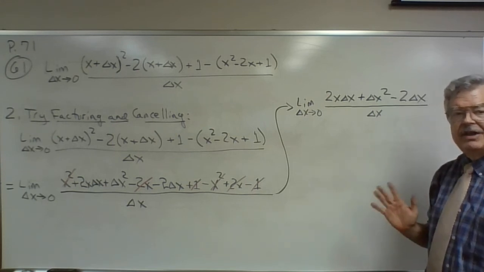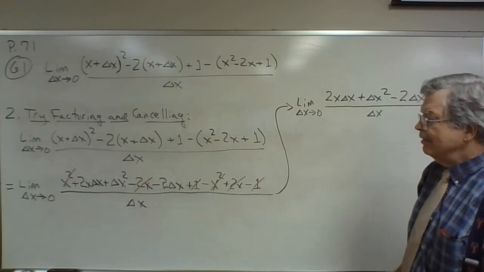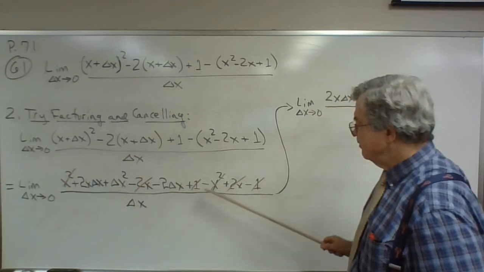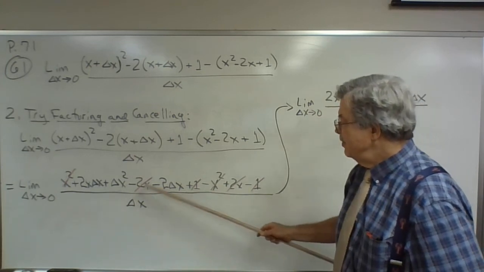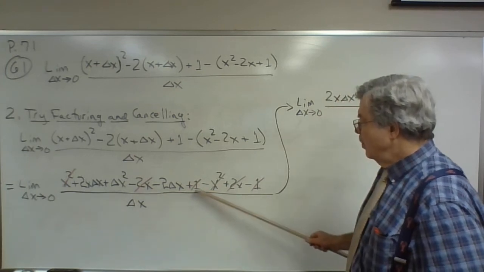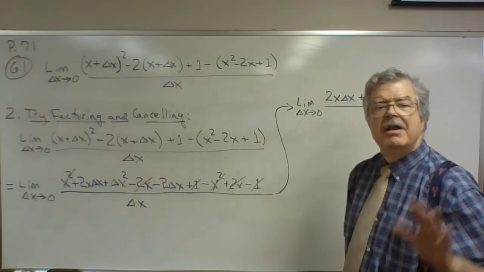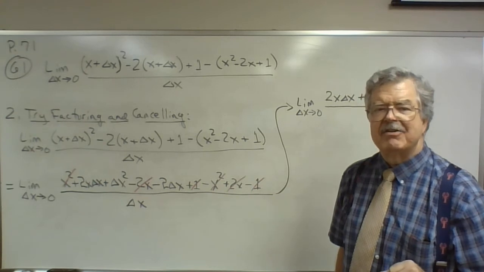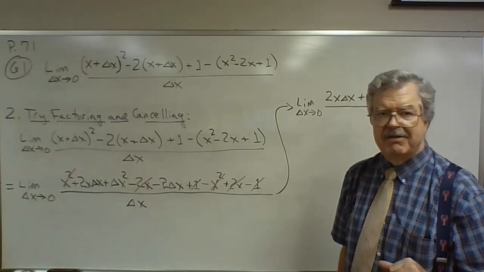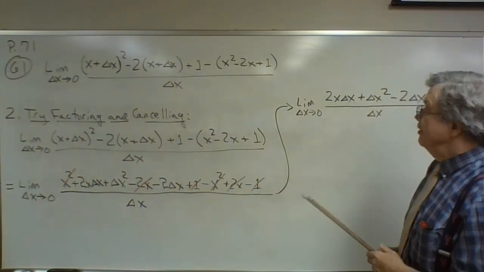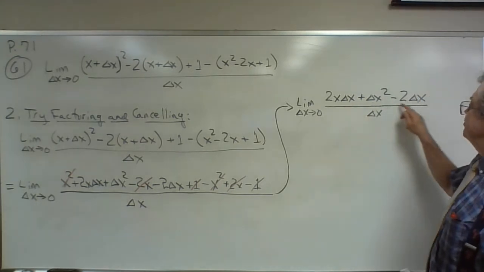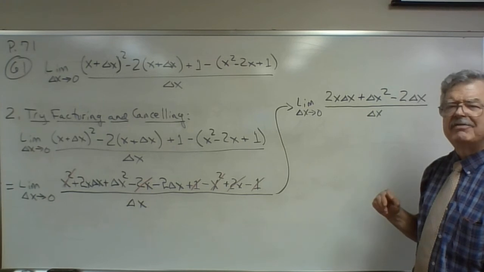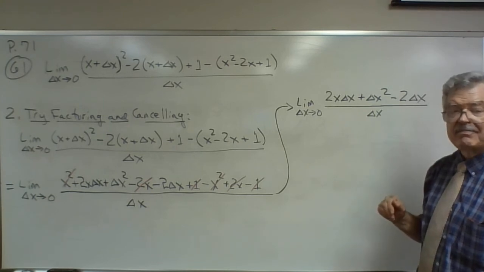We can also say something else. Look at all of the terms that got wiped out: x squared, 2x, 1. None of the terms that didn't have a factor of delta x survived. The terms that survive the simplification are exactly those terms that have at least one factor of delta x.